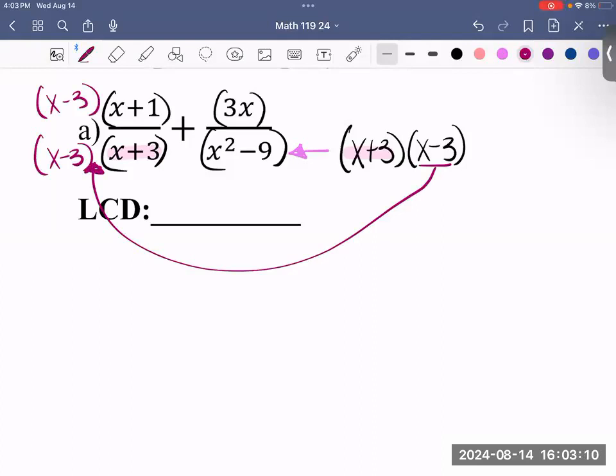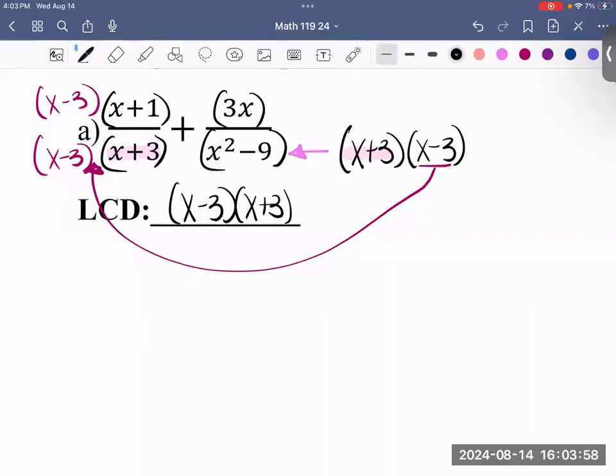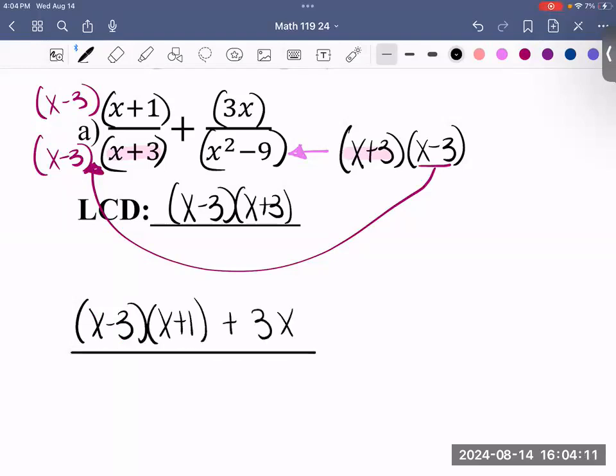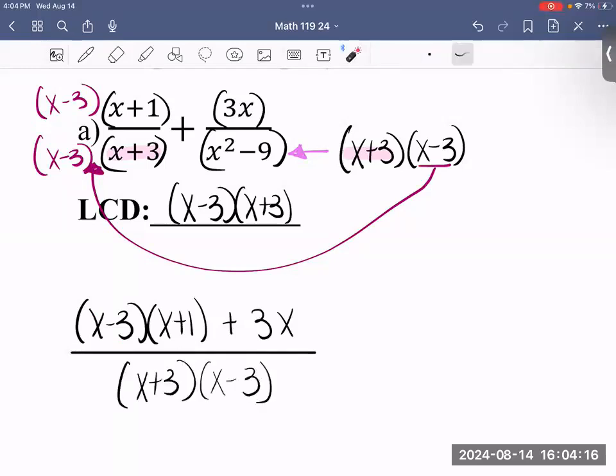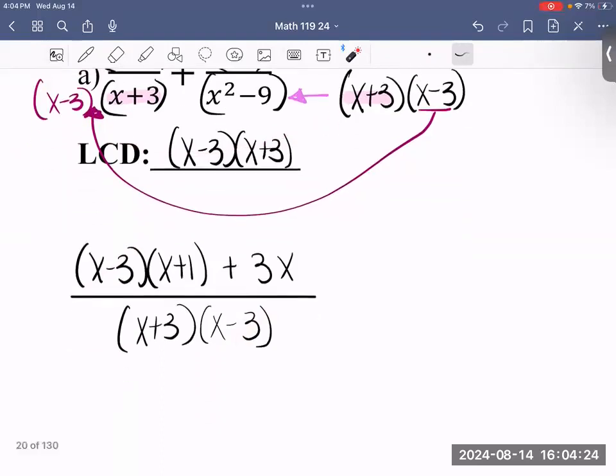So when it comes to your LCD, what should it look like? What is going to be on the denominator? Well, your denominator, we have x minus 3 and an x plus 3. So step 1, find an LCD. Step 2, let's just rewrite what we have. Again, do not go backwards. Do not slash these out because then you are back to where we started, right? So do not cancel. Instead, what can we do?